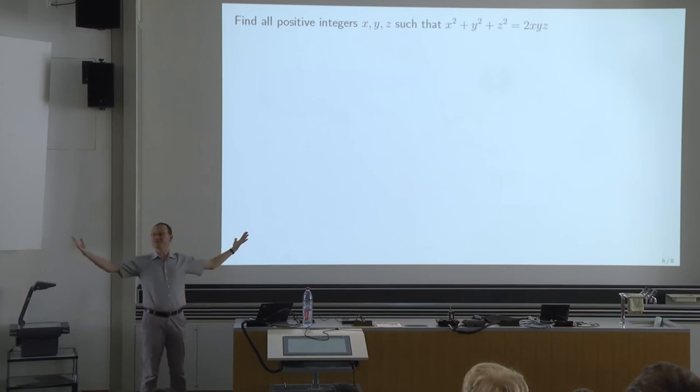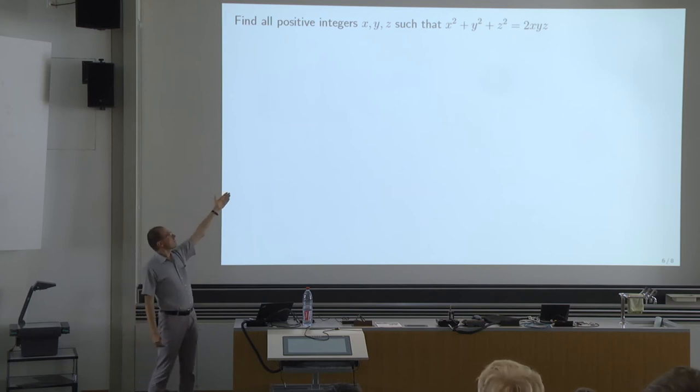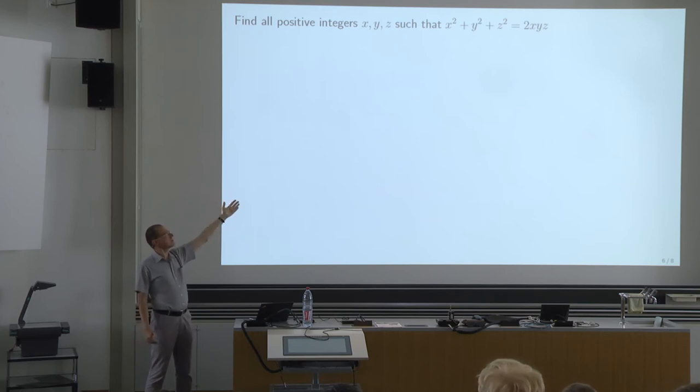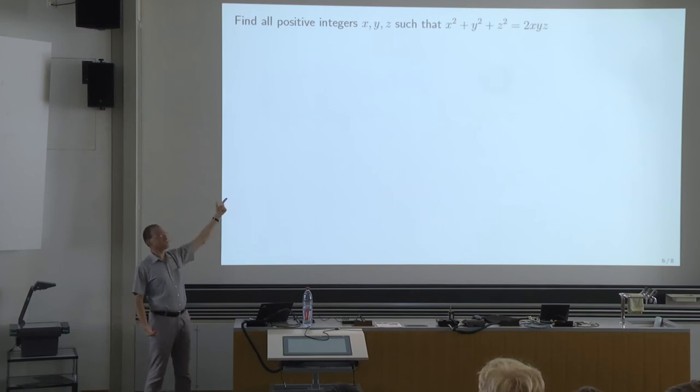You have so much freedom. You have three variables. The problem is, if you just plug in values of y and z, say y to be 5 and z to be 30, and get an equation for x, it's very unlikely that it will have a solution. In integers, it will have a solution, but not in integers necessarily.